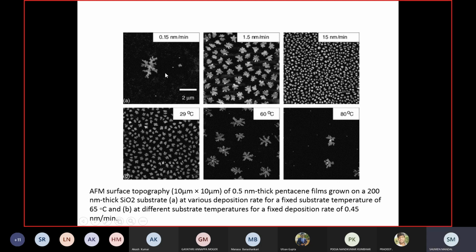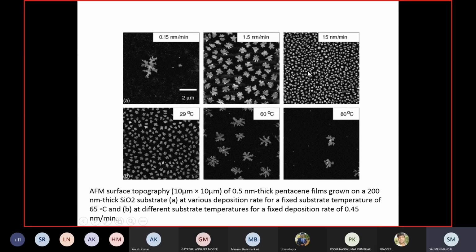Let's say I'm giving one example. Let's say that in a class, if I say that the pass marks is 20, what will happen? The majority of the students may pass. That is actually what is happening at that 15 nanometer per minute.